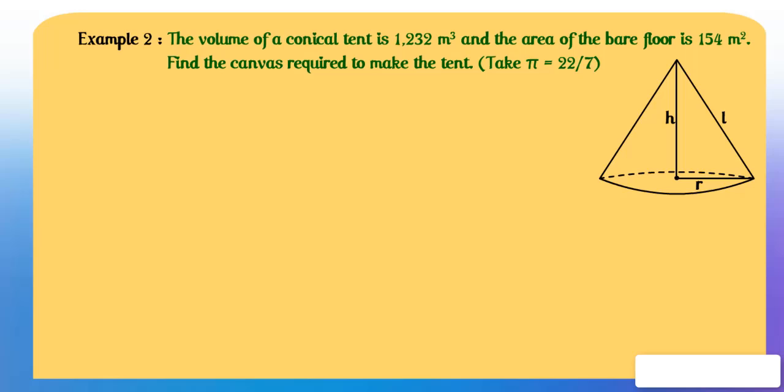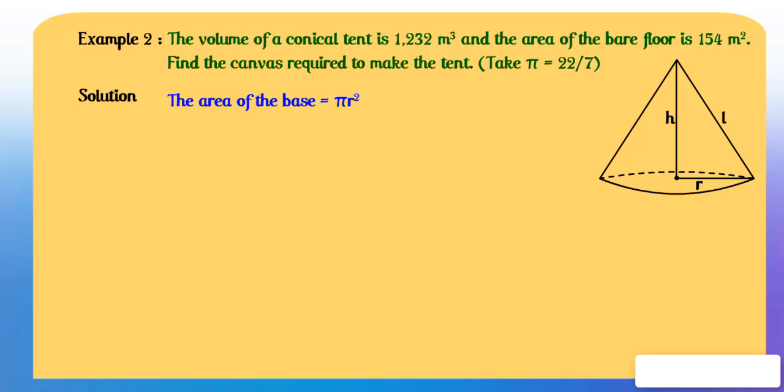Let's take the next example. The volume of a conical tent is 1232 meter cube and the area of the base floor is 154 meters square. Find the canvas required to make the tent. Take pi equal to 22 by 7.